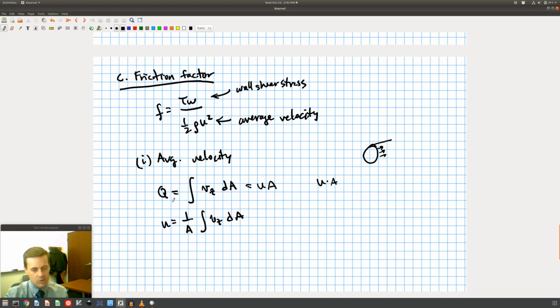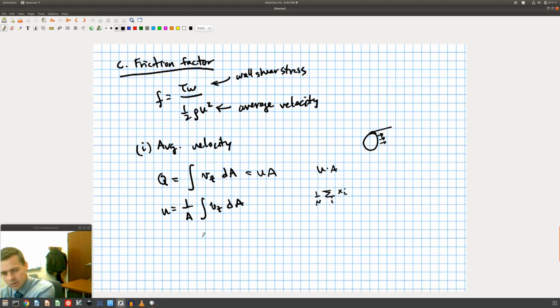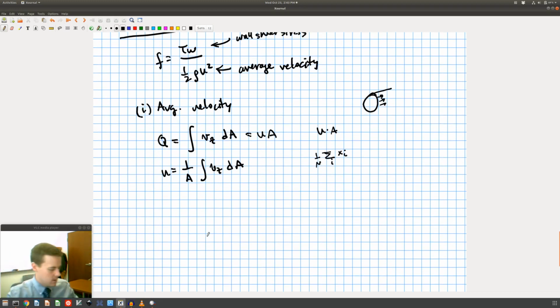So one way to think about it is getting it from the flow rate and then dividing by the area. The other way to think about this is a definition of an average. So if I sum something up, and then I divide by the number of those things, xi. Okay, that's an average. That's the same thing that's going on here. I'm adding up all of these and dividing by that. So I'm just calculating the average velocity. So let's calculate the average velocity.